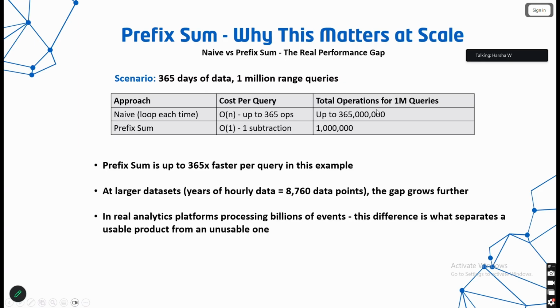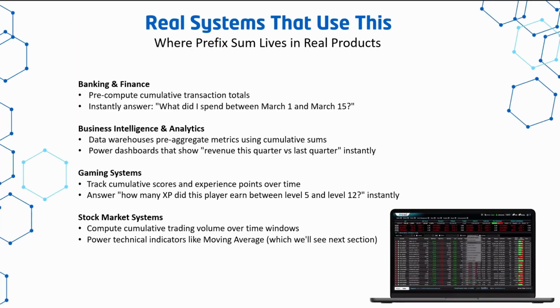So, real systems that use this. Where is prefix sum used in real products? Mainly banking and finance, business intelligence, and if you're a fan of the stock market, trading portals with lots of numbers use cumulative trading volumes over time windows. These are some of the real-world systems that use this. Internally, you will feel like it's just another where clause, another if condition, but inside the where clause, inside the for-each loop, this is what's happening.